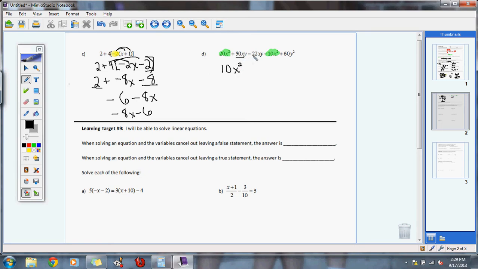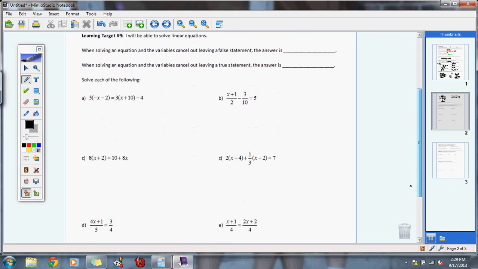And then we have xy terms right next to each other. So we have a +50 and a -22. So that's going to combine together, not adding 22 to each of these. What we're going to do is just combine them, and we're going to have a +28xy. And then this guy's all by himself over here, so he's just going to be +60y squared. Final answer.